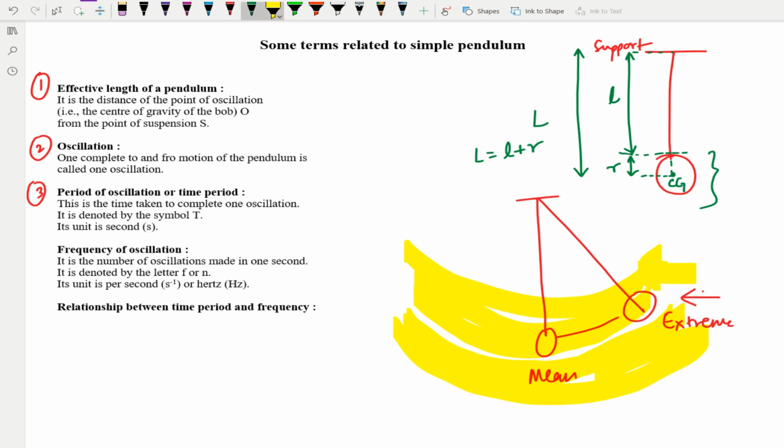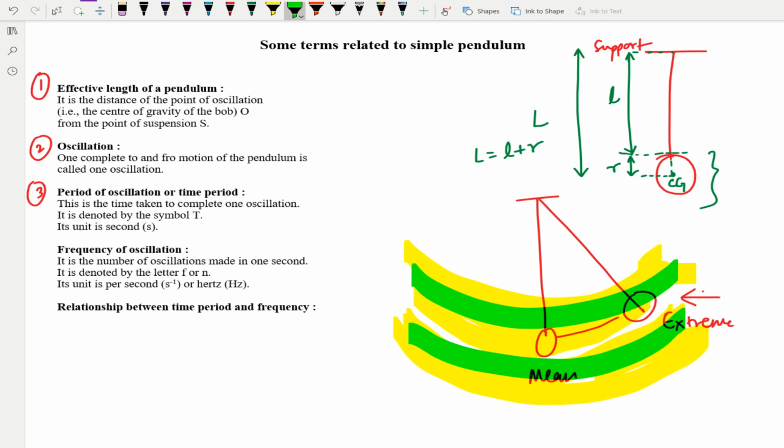Now in order to complete this one to and fro motion, starting from this side to this side and then coming back again to the original position, whatever is the time taken by this bob is called the time period of the oscillation. Okay, time period of this simple pendulum, and it is denoted by capital T, and since it is time, it is measured in seconds. Understood? Now coming to another term which is called frequency of oscillation.